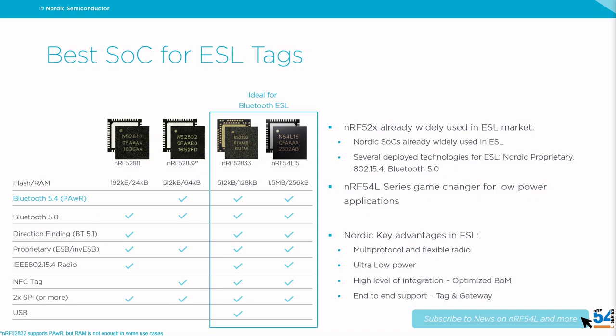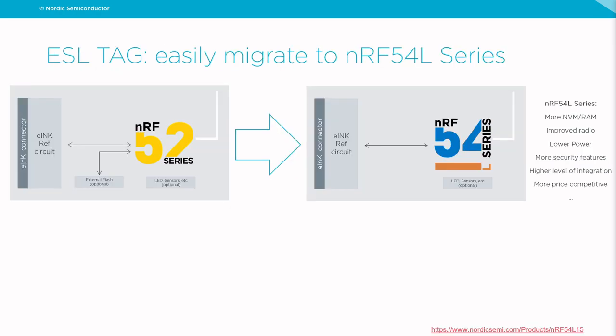As you can see from this table, the Bluetooth PAwR fits quite well and can run quite well in several SoCs. However, given the RAM and flash requirements, for Bluetooth ESL it's suggested to start with the nRF52833 and then scale up or down to different SoCs depending on your needs. The advantage of this approach is that you can start already today developing the Bluetooth ESL tag using the nRF52 series in production. For example, you can use the nRF52833, and then as soon as the 54L series is available, you can move to the nRF54L series.